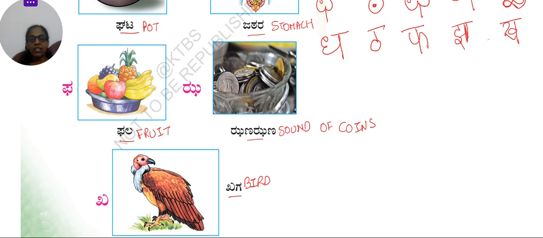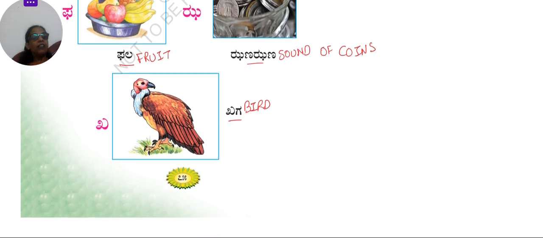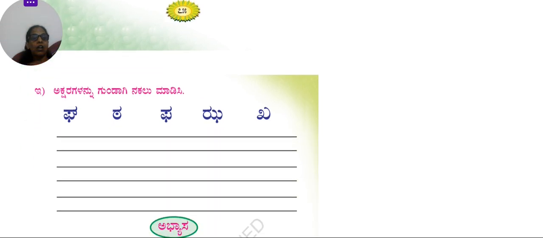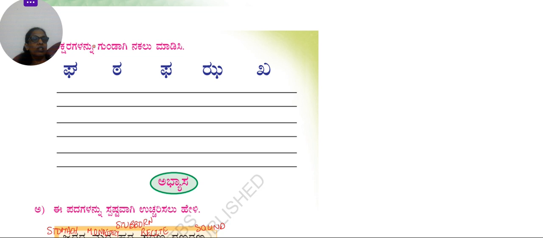So this is on page 75. Page 76 is just writing practice of the alphabets. And now page 77. Here, aksharagalannu gundagi nakalu madisi means just copy these alphabets. Again, it's a writing practice. In these 3 lines, you can practice writing them again. Then let's look at the abhyasa.